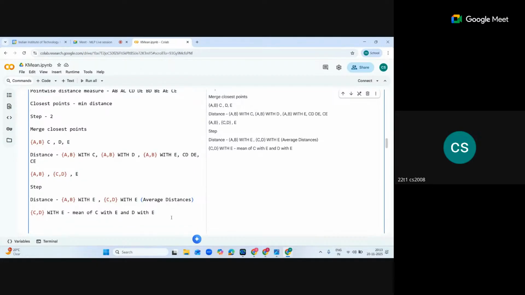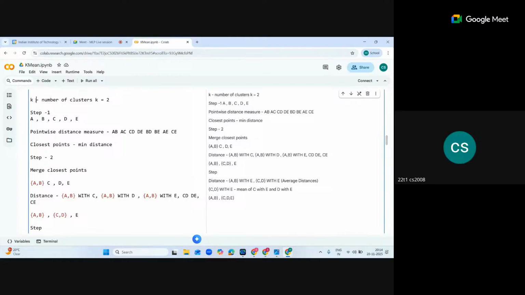So now let's assume the CD was having less distance. What we'll do is very simple. We'll just merge the CD and E, right? So AB will remain as one cluster here, and the second cluster will become C, D, and E, because the CD distance was less than the AB distance. Now we have 2 clusters, we have given all the points in 2 clusters, and we also know that our number of clusters is 2. So we know that we have done our job.